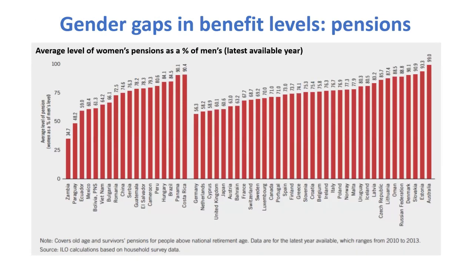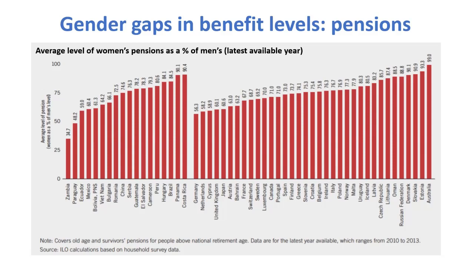When we look at the gender gaps in benefits, here in pension for selected countries around the world, looking at Africa, we have here Zambia. In Zambia, we have a 34.7% average of women's pension. That means that in Zambia, women benefit from only 24% of the same pension benefits that men receive, which is really low.